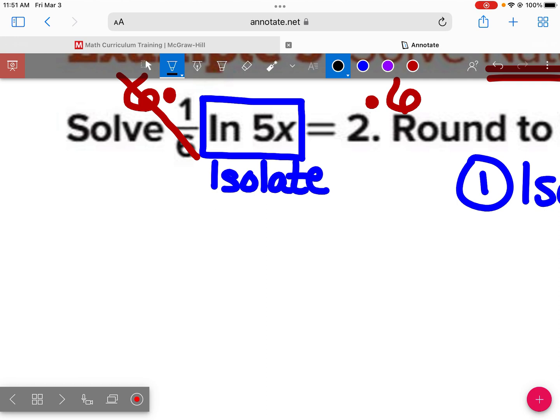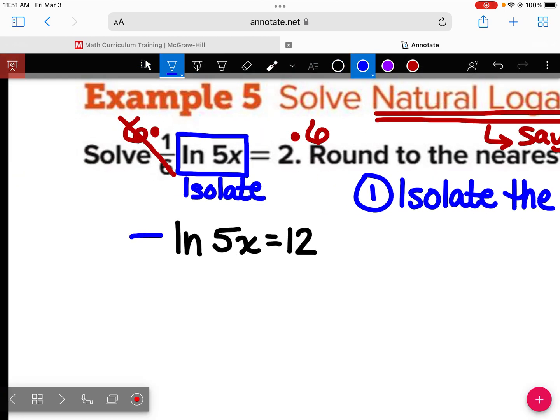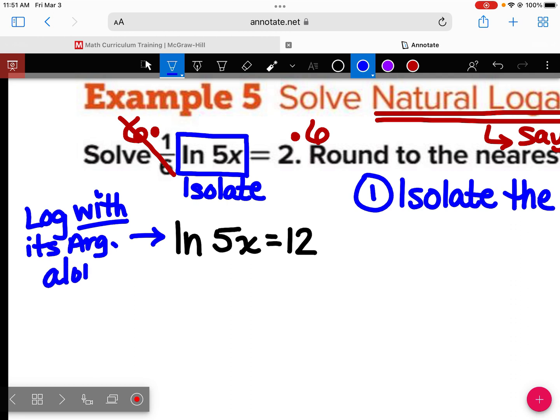So I would have 1 ln 5x equals, what do I get when I multiply the other side by 6? 12. Is my log with its argument isolated? Yes. The log with its argument is alone.